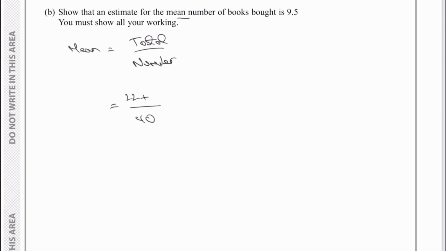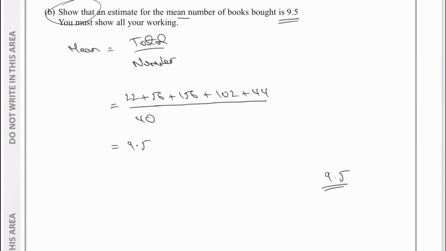So 22 for the first group, then 56, then 156, and then 102, and then 44 for those 2 right at the very end. And when I add all of that up and divide by 40, I get 9.5. So the mean average, or the average number of books bought by the students, is going to be 9.5, and it is a show that question, so your answer should be 9.5 as given in the question. Okay, hopefully that's all right for you. Let's move on then to question number 24.